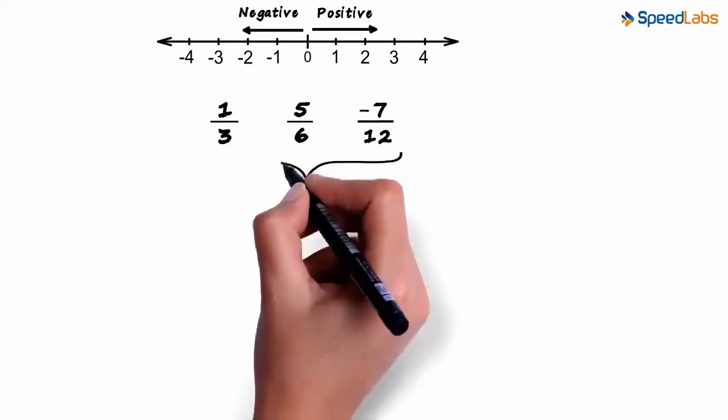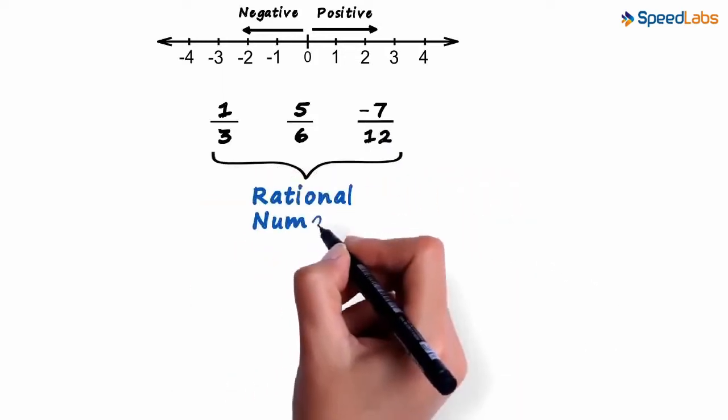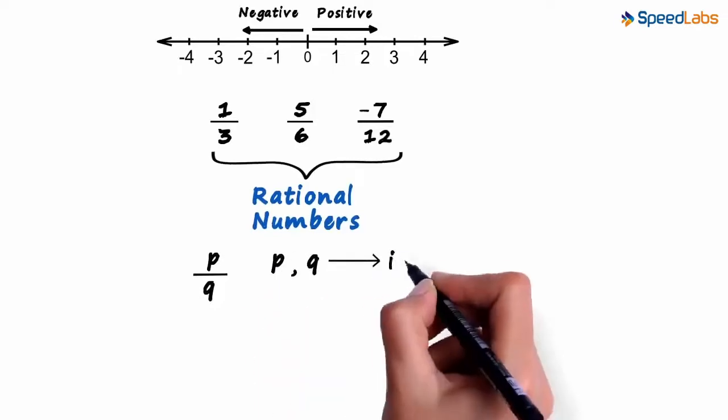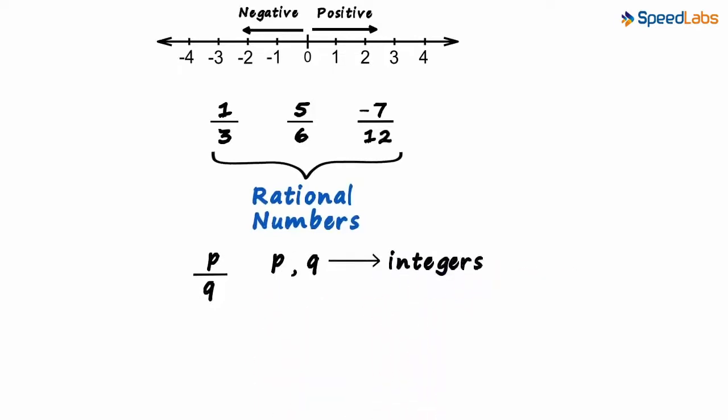Such numbers are called rational numbers. But we need to define them well. We cannot say numbers like these are rational numbers. We say that they are of the form p by q, one number in the numerator and one in the denominator. But there are a few conditions we need to know. P and q should be integers. We can have only integers in place of p and q.